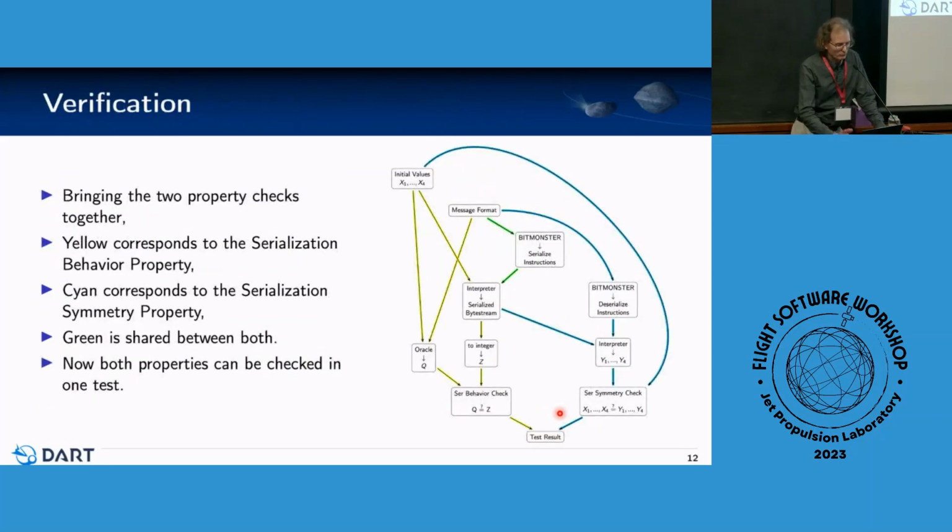So then you can just mush those two tests together, and this is just a graph showing that. The yellow ones are for the serialization behavior property, and the cyan ones are for the symmetry check, and then just a couple of green arrows that are common to both. But now we have a verification process here that can check both of those properties at the same time.